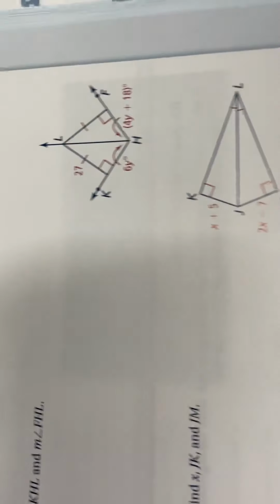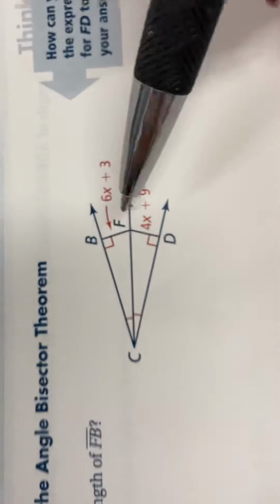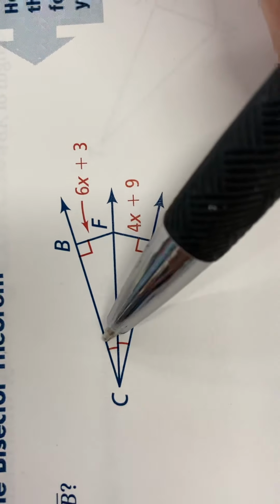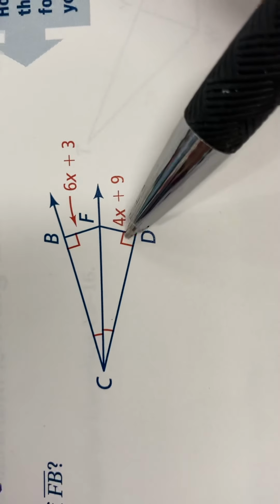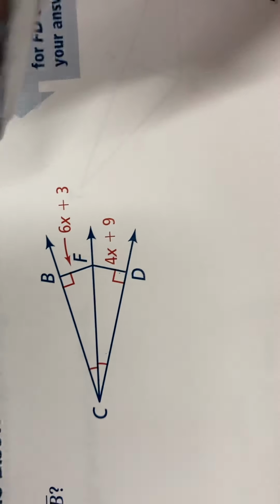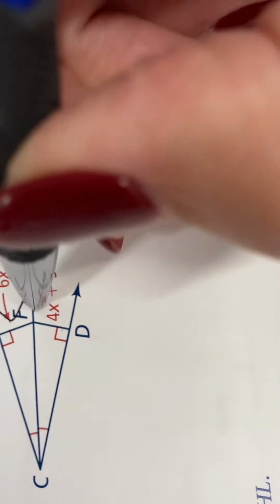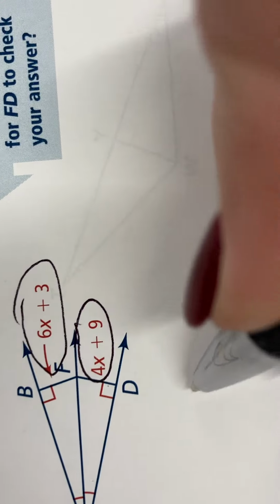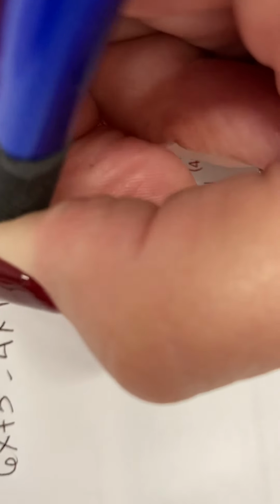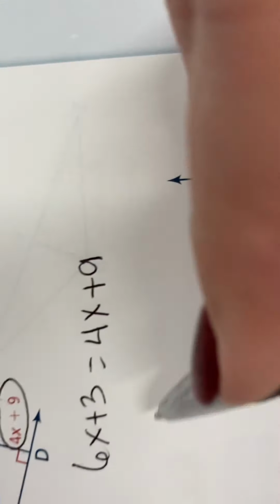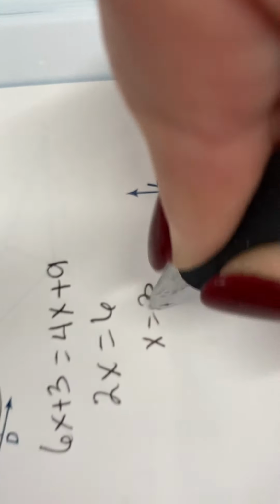All right, over on page 211, let's go through our examples. So up here, the first thing you're going to look for is, is it being bisected? Yes, it is. Are these 90-degree angles? Yep. And if that is the case, then you know that this segment and this segment have to be congruent. So you would write the equation 6x plus 3 has to be the same length as 4x plus 9, and you would solve that. So subtract your 4x, subtract your 3, divide, you get x to be 3.